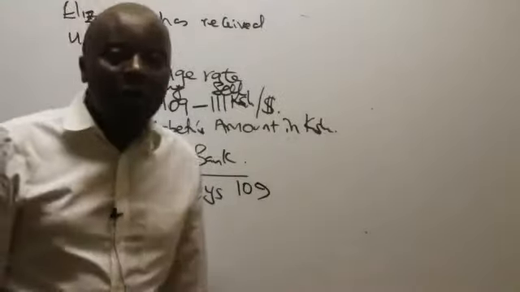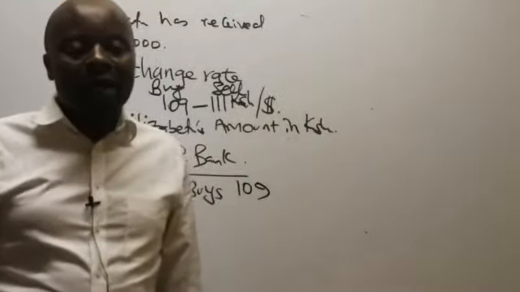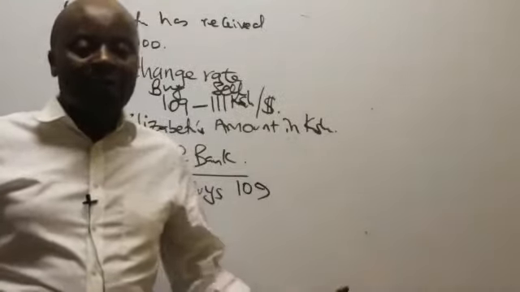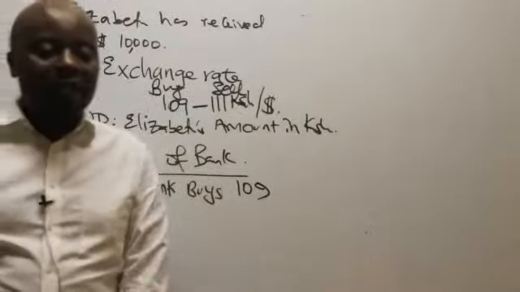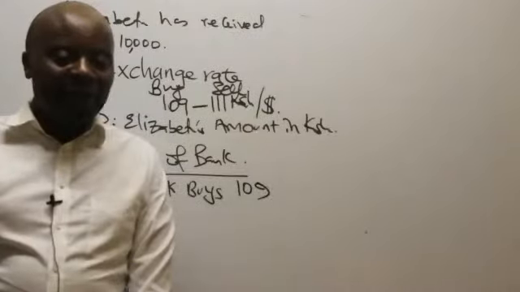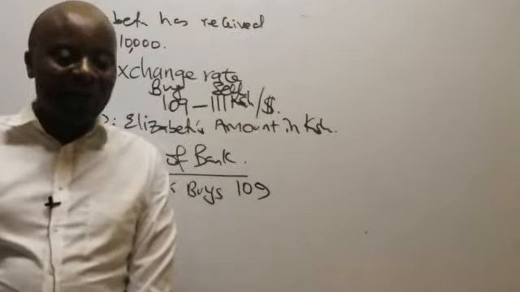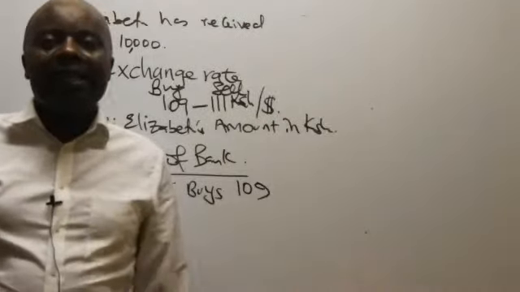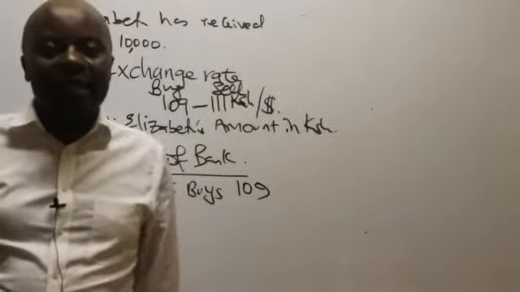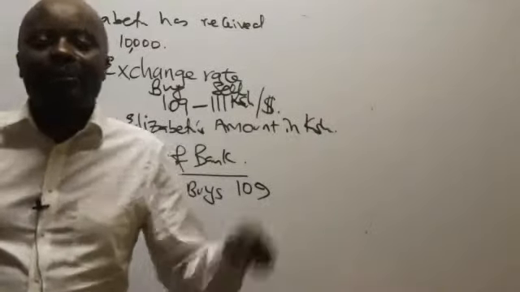Is it 109 goats? Because in foreign currency, we must be very particular with our currencies. Is it 109? 109 what? It's an exchange rate. It can't be 109 Kenya shillings. It must be 109 Kenya shillings per something.